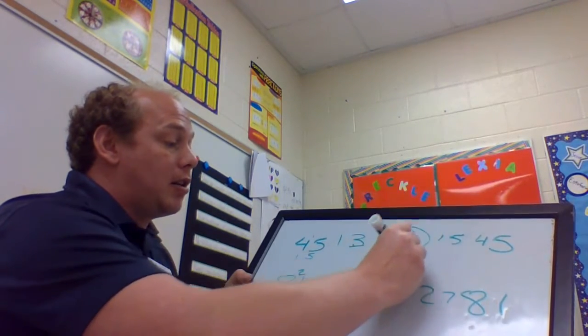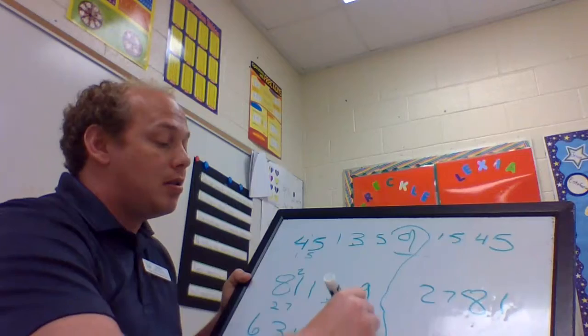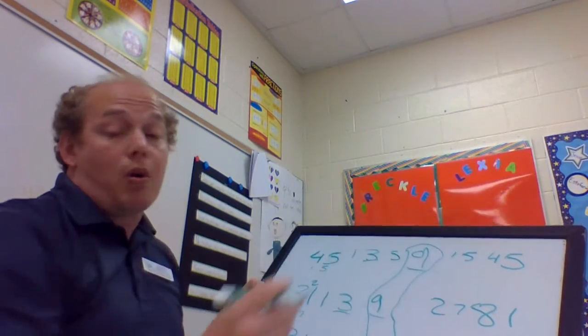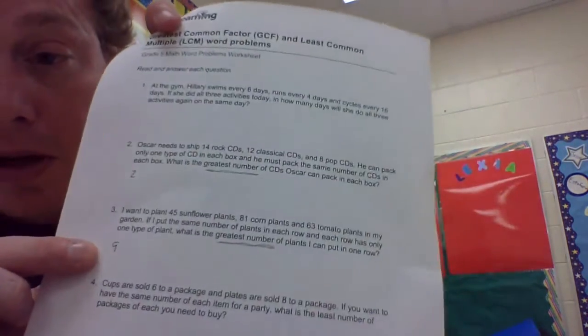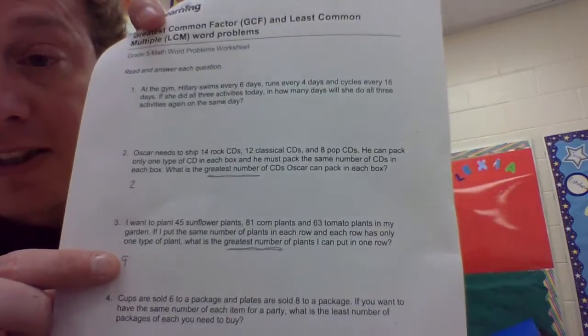So we're going to circle our 9s, or not, however you do it, as long as you get the right answer. So we know the greatest common factor is 9. And as you can see, I wrote on my paper, the greatest common factor is 9. Now, I just wrote these to remind myself.